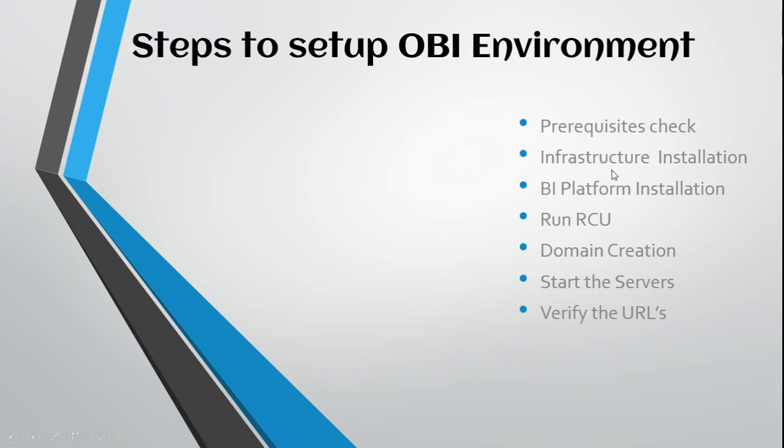You have to install the infrastructure, that is your WebLogic server installation. Then you have to install the BI platform jar file. After installing middleware and the BI product, you have to run the RCU, that is the Repository Creation Utility, to create the schemas which are required for your BI. After that, you have to create the domain. Then we have to start the servers, that is your BI servers, and then verify the URLs, the BI Publisher URL as well as the OBIEE server URL. So let me move to the next slide.